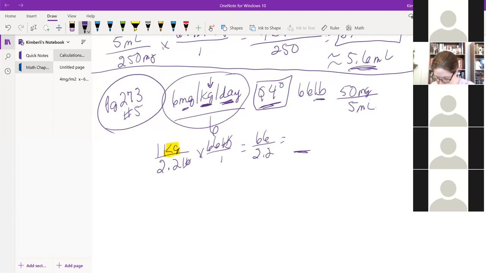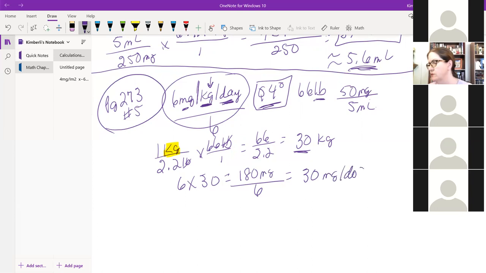So that's how I remember to take my pounds and divide by 2.2. So 66 divided by 2.2 gives me 30 kilograms. So now I'm going to plug it in. And instead of these dividing lines, I'm going to do 6 times 30 is 180 milligrams in a day, right? Then I'm going to divide it by 6 because they're getting it every 4 hours, which is 6 times a day. Okay, so 180 divided by 6 is 30. And that gives me 30 milligrams per dose.